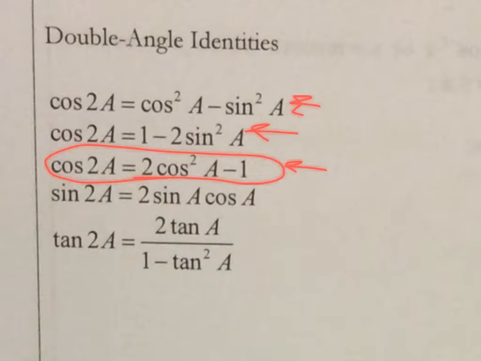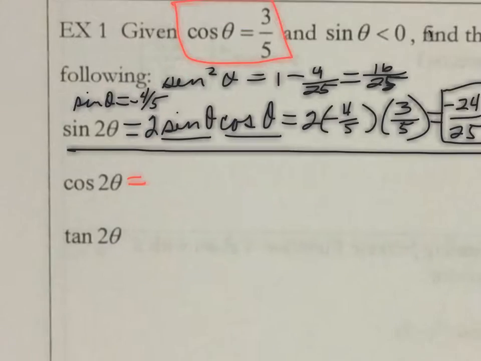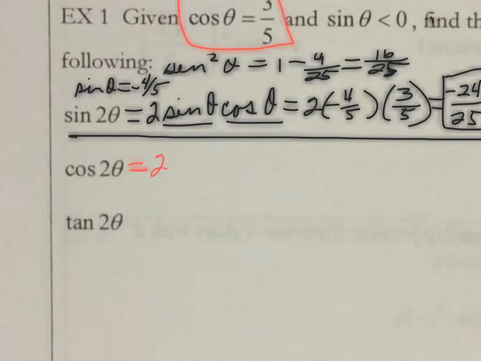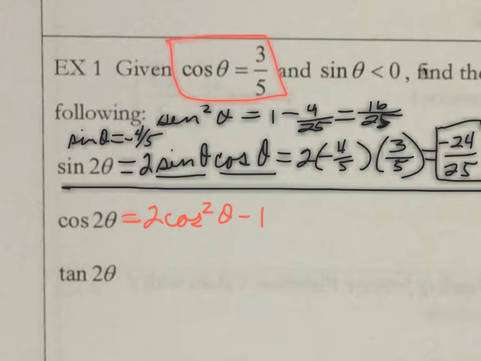So cosine of 2 theta is 2 cosine squared theta minus 1, which in our case would be 2 times, and cosine squared then would be 3/5 squared, or 9/25, minus 1, or 18/25 minus 1, or negative 7/25.